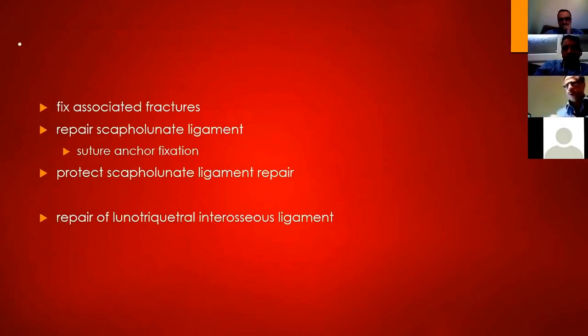And then in the second stage, you need to fix the associated fractures. Then you need to repair the scapholunate ligament, usually with suture anchor fixation. And then you have to protect your ligamentous repair with temporary fixation. Most of the time they use temporary K-wires, which need to be taken out in around 4 weeks' time. And then the repair of the lunotriquetral ligament again depends on the surgeon's choice. Some hand surgeons go for repair of the lunotriquetral ligament, some surgeons don't.